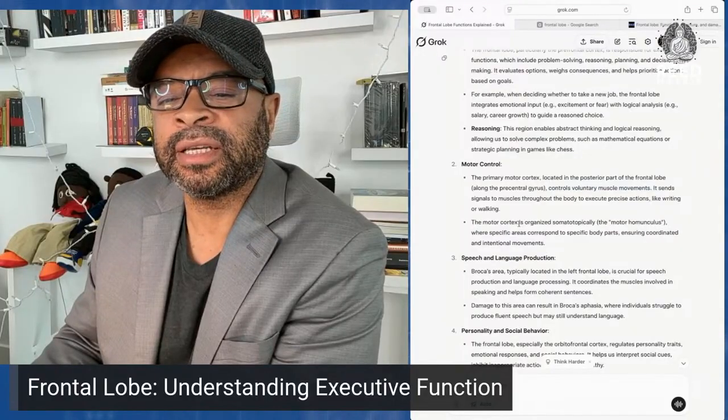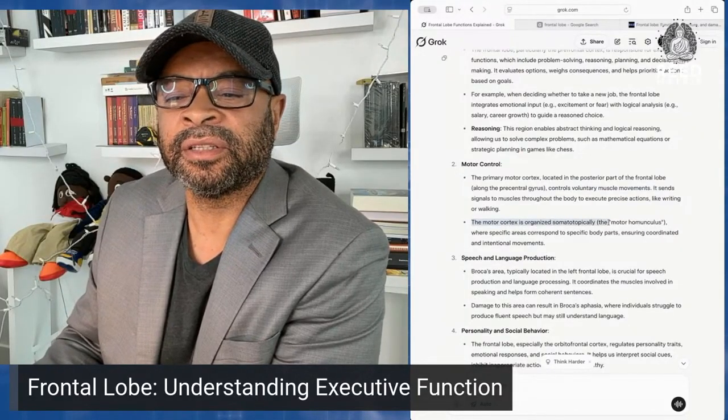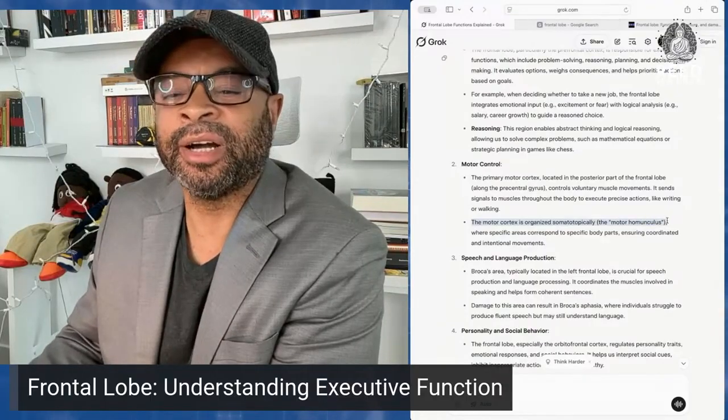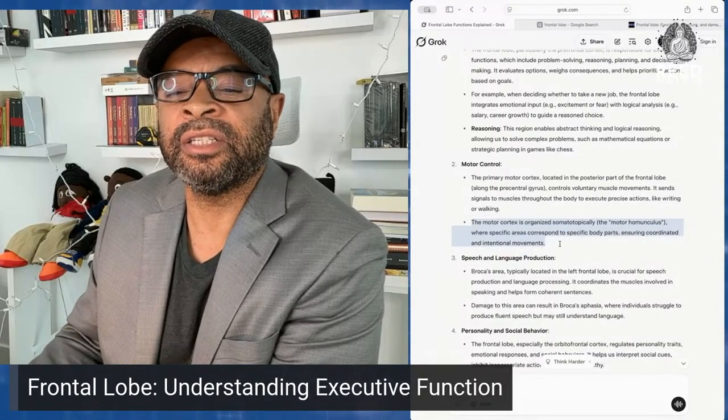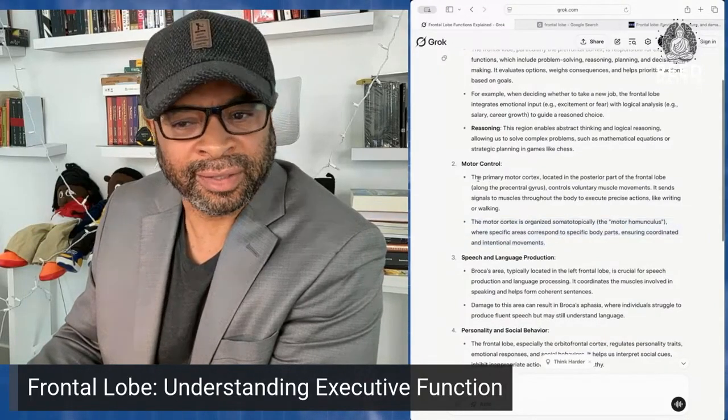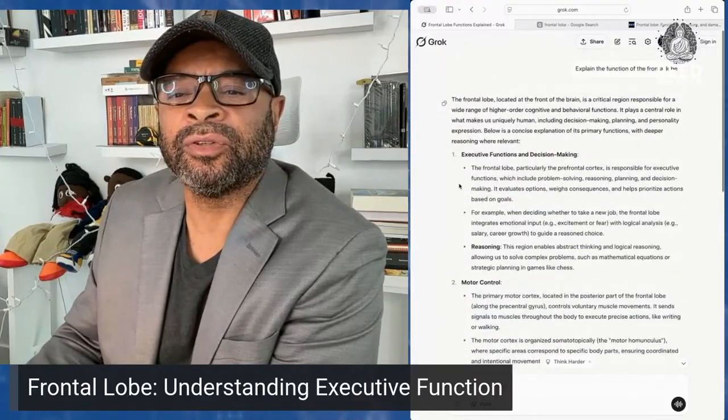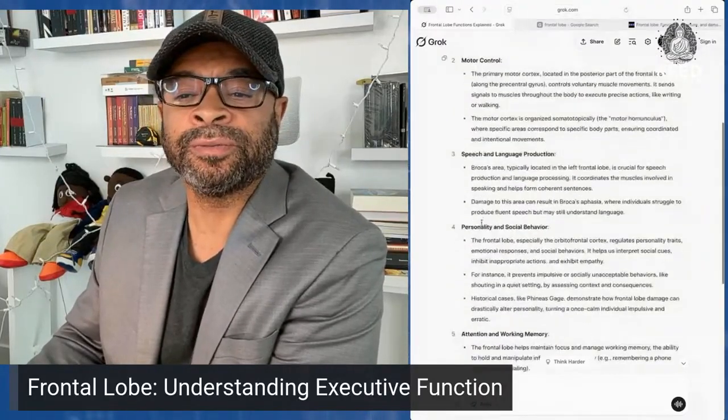Okay, the motor cortex is organized somatotopically. That is the motor homunculus. Remember the homunculus, where specific areas correspond to specific body parts, ensuring coordinated and intentional movements. And so here, this is the frontal lobe, executive functioning and motor control.